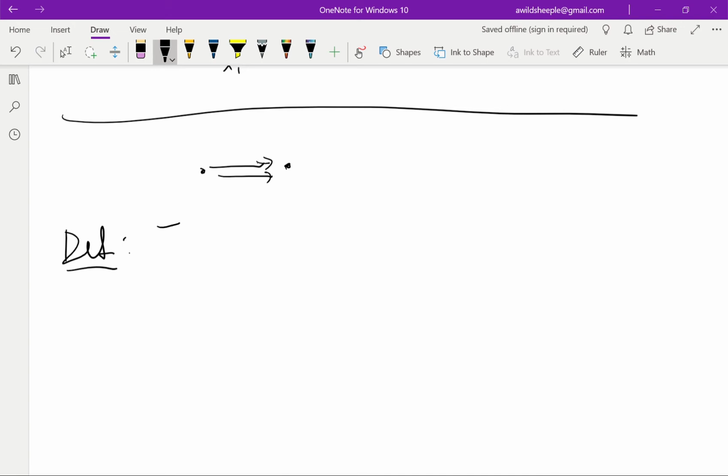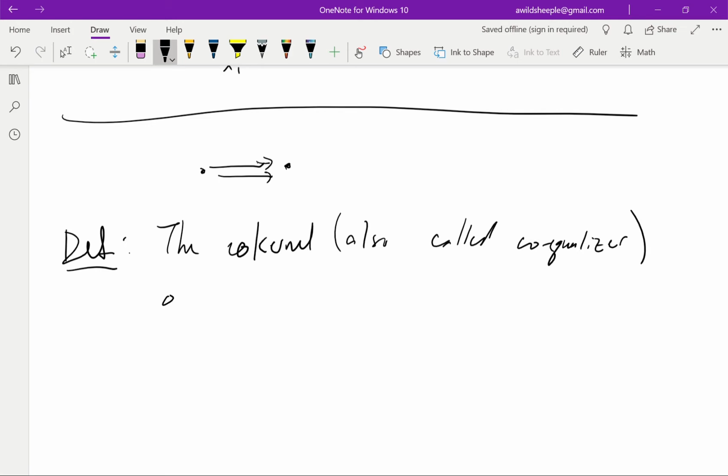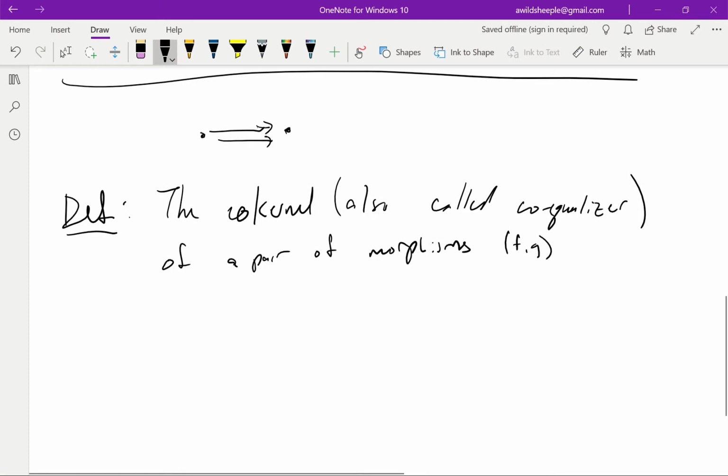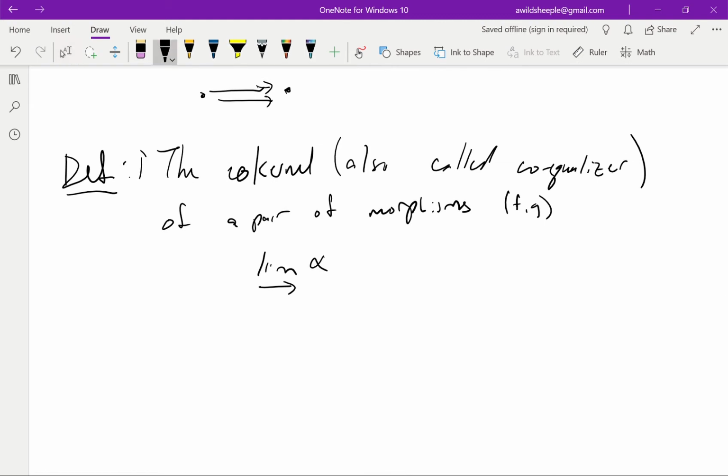So what we do is we define the cokernel, also called the co-equalizer. Helps include the missing E. The co-equalizer of a pair of morphisms, which we might call F, G respectively, to be the limit of alpha, where alpha goes from this weird category with 2 objects and 2 morphisms into whatever other category. This will be part 1 of our definition.